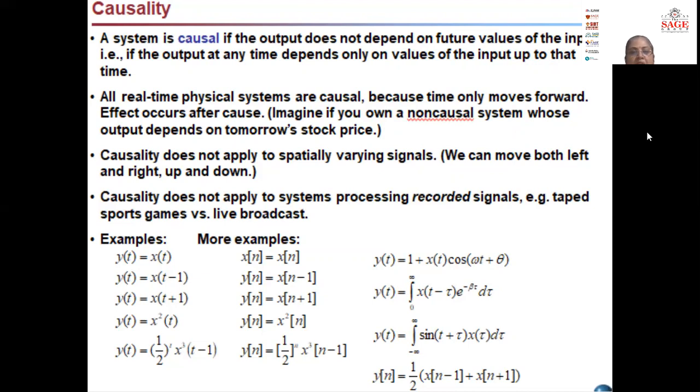Now, causality does not apply to spatially varying signals. We cannot move both left and right, up and down. We can move only at a time either left and right or up and down. It does not apply to the system processing recorded signals, for example, taped sports games versus live broadcast. So we cannot apply causality to the systems which are recorded signals. Some examples of the causal system are like this. We have taken the continuous time signals. This is the discrete time signals. And these show examples of the causal system.